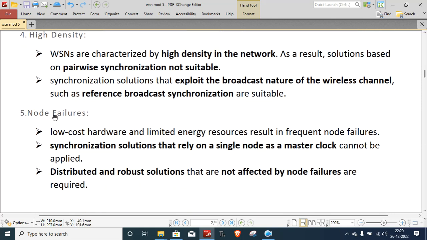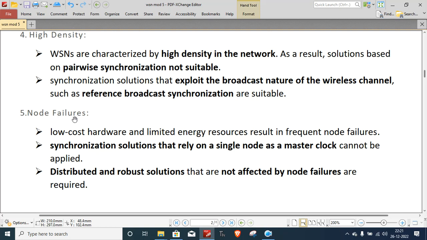And ultimately, we have the last challenge, that is node failure. These wireless sensor nodes are made with low quality hardware and limited energy sources. This results in frequent node failures. Thereby we cannot rely on a single node as master clock in this situation. So we need a distributed and robust solution that is not affected by node failures. Such a system is required to be distributed, so that it can keep on changing the master clock node, as well as a robust solution.